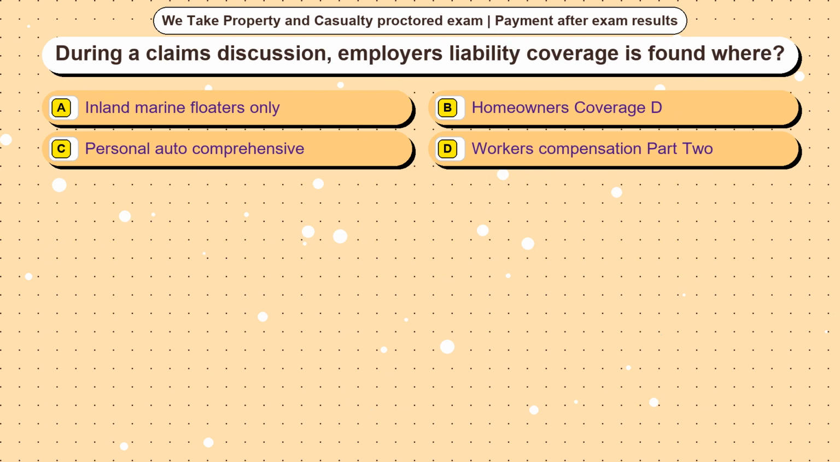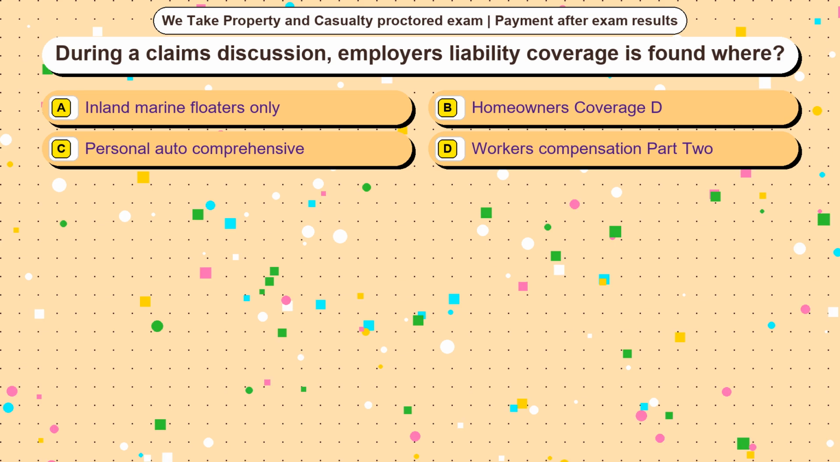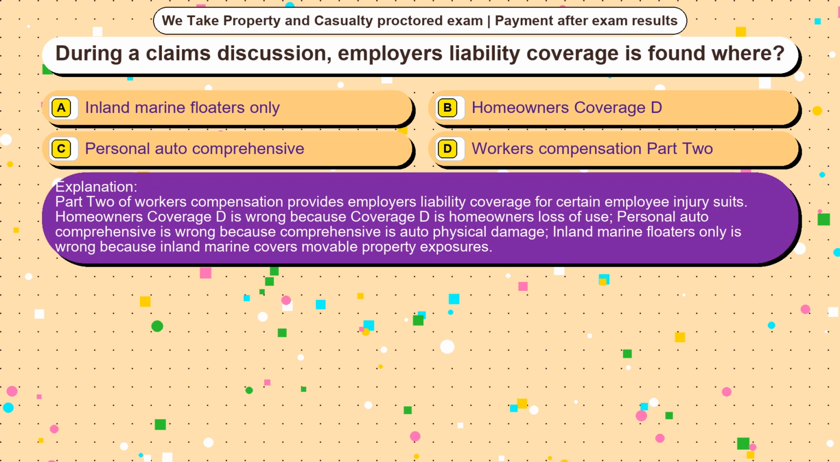Question 16. During a claims discussion, employer's liability coverage is found where? Option A, inland marine floaters only. Option B, homeowners coverage D. Option C, personal auto comprehensive. Option D, a workers' compensation Part 2. The correct answer is option D. Part 2 of workers' compensation provides employers' liability coverage for certain employee injury suits.